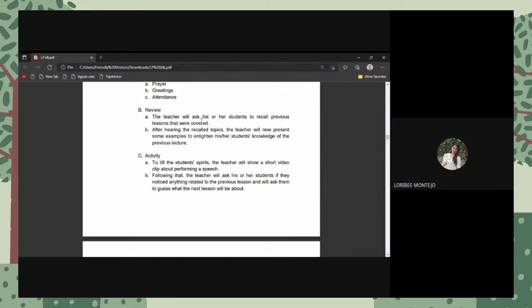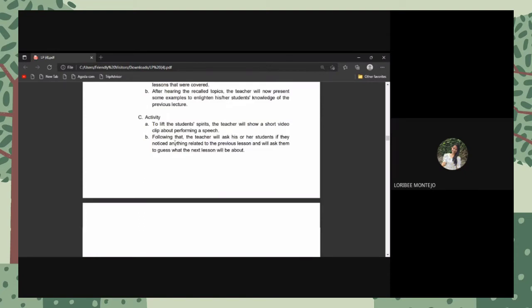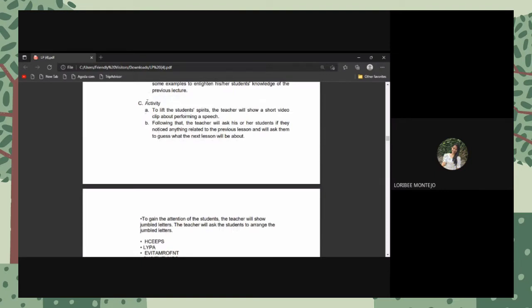The teacher will ask his or her students to recall previous lessons that were covered. After hearing the recalled topics, the teacher will now present some examples to enlighten his or her students' knowledge of the previous lesson. While here in our activity, to lift the students' spirit, the teacher will show a short video clip about performing a speech.